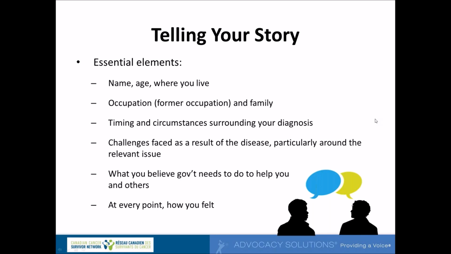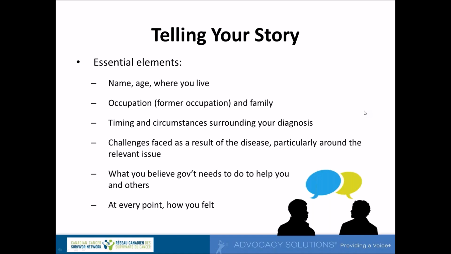And then, of course, at every point, how you felt. We've already talked about that, and the importance of ensuring that the emotion that you felt at the moment in which you're talking. So if it's 5 years ago, 2 years ago, 3 weeks ago, whatever it is, that's the emotion that is captured and presented to the decision makers.